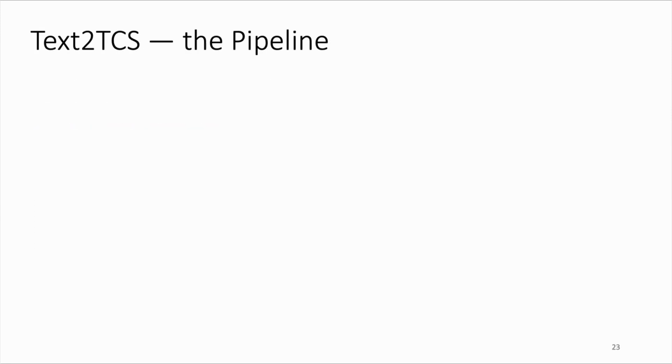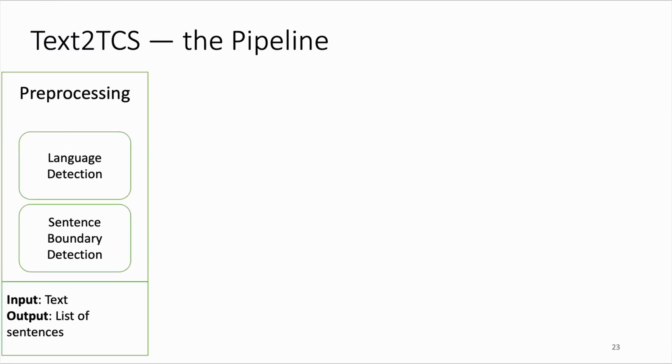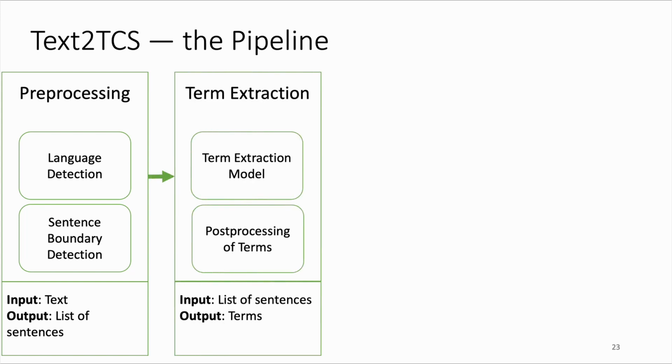So now to the overall pipeline. We know what the individual models are, but how does this look in a full architecture? Well, first there's a pre-processing step where we detect the language and split the input text into single sentences, as the models only work with individual sentences as input. Then terms are extracted based on these individual sentences, fed one after another into the term extraction model.